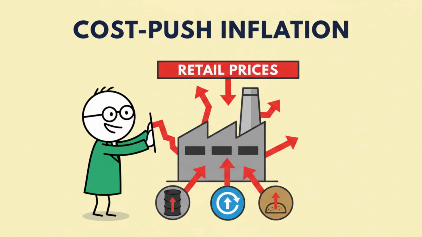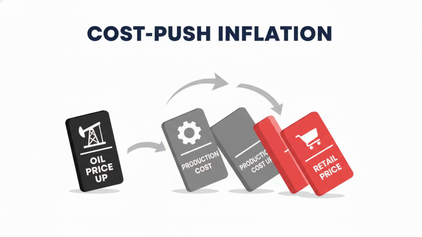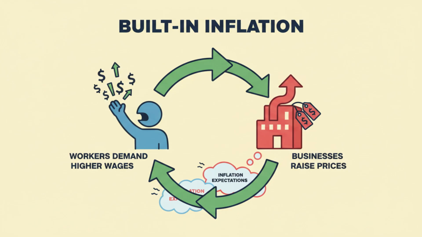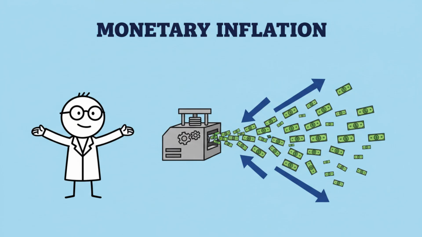Cost push inflation. When the cost of producing goods increases, businesses pass those costs to consumers. Oil prices spike, gas gets expensive, wages go up, prices follow. Supply problems cause this. Built-in inflation, also called wage price inflation. Workers demand higher wages to keep up with rising costs. Businesses raise prices to cover higher wages. Workers demand higher wages again. It's a self-perpetuating cycle.